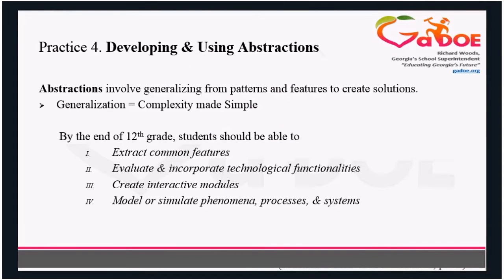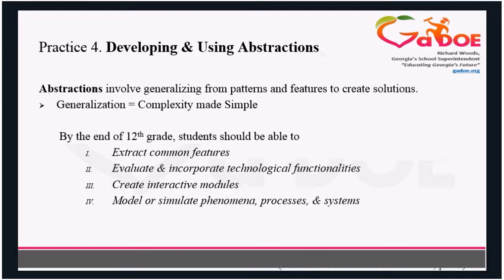Just as a refresher, we talked before about practice number 4 from the computer science frameworks, developing and using abstractions, which involve generalizing from patterns and features to create solutions. Oftentimes this is looking at data, sometimes quite a bit of data, and then coming up with solutions and analyzing the data, making conclusions, those kinds of things. But generalization, we're looking at making complex stuff simple. So that's the goal here.